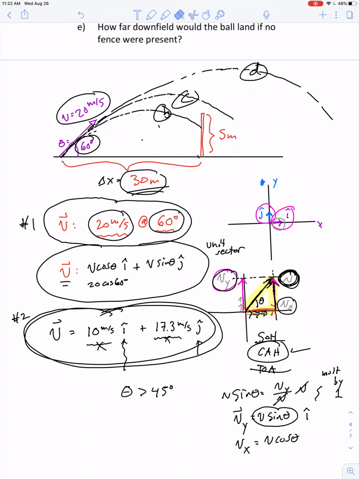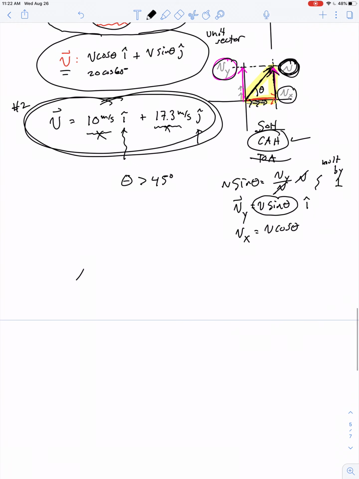Sure, so I don't call 30 meters R for range. I just say it represents some amount of horizontal displacement. So delta x equals 30 meters. The horizontal acceleration is 0. Maybe we can figure out how much time it takes to travel 30 meters.